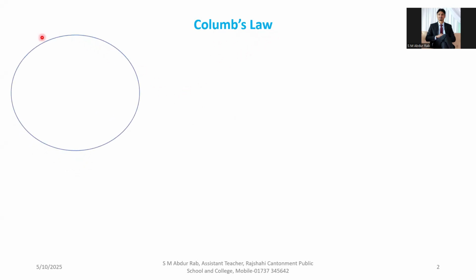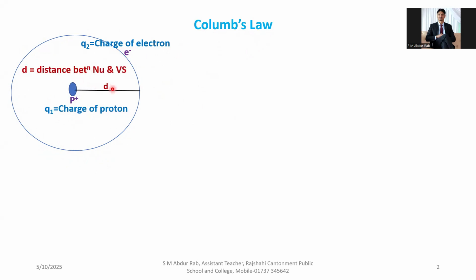So, my dear friends, this is an atom. This is the nucleus of this atom, and you all know the nucleus has positive charge, protons, and the outer shell has electrons. Let Q1 be the charge of the proton and Q2 the charge of the electron. D is the distance between the nucleus and the valence shell, that means the outer shell, and F is the attractive force between the nucleus and the valence shell.